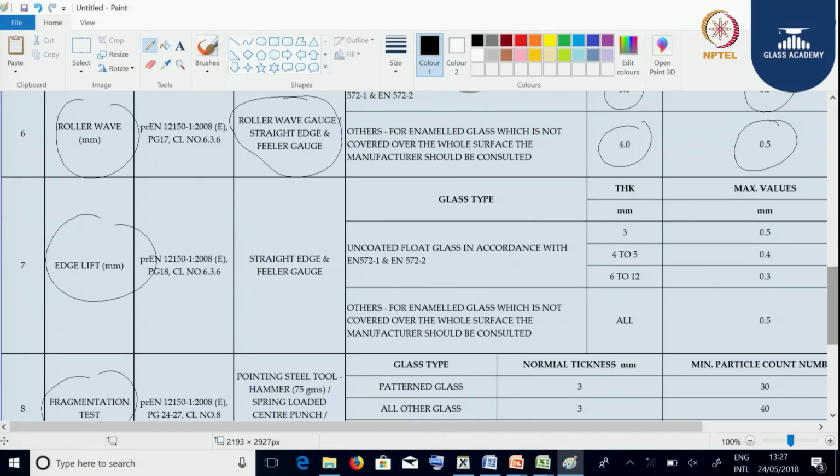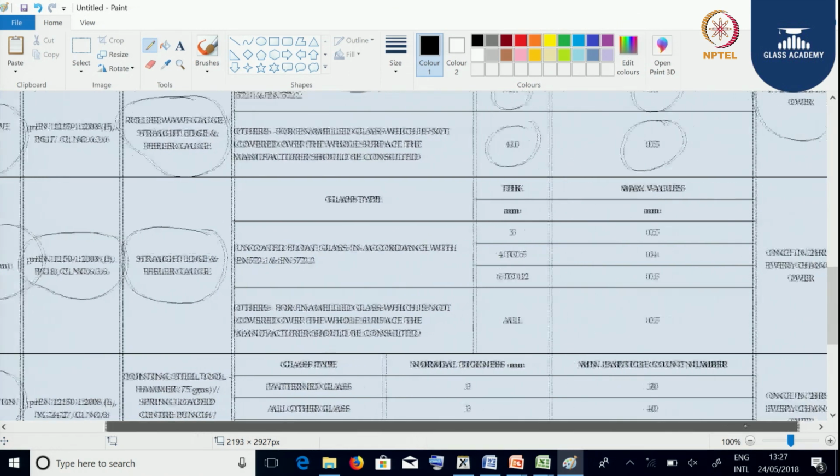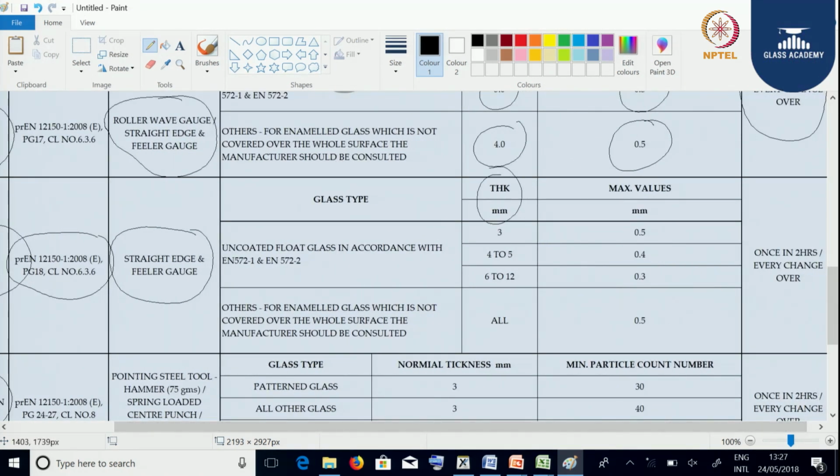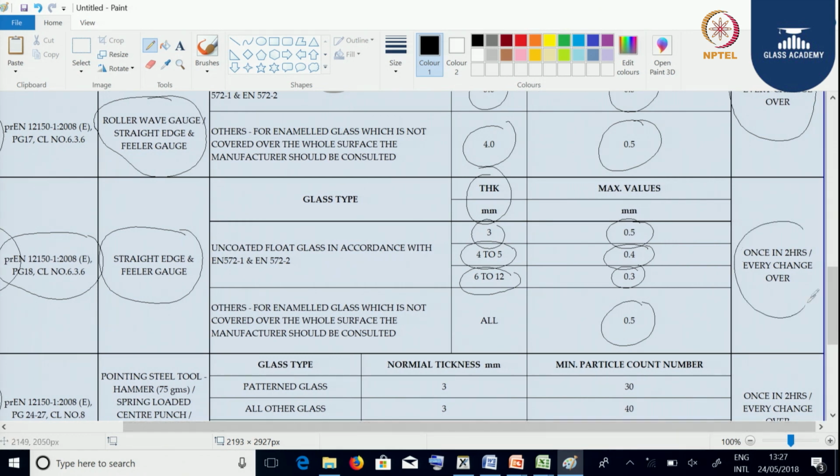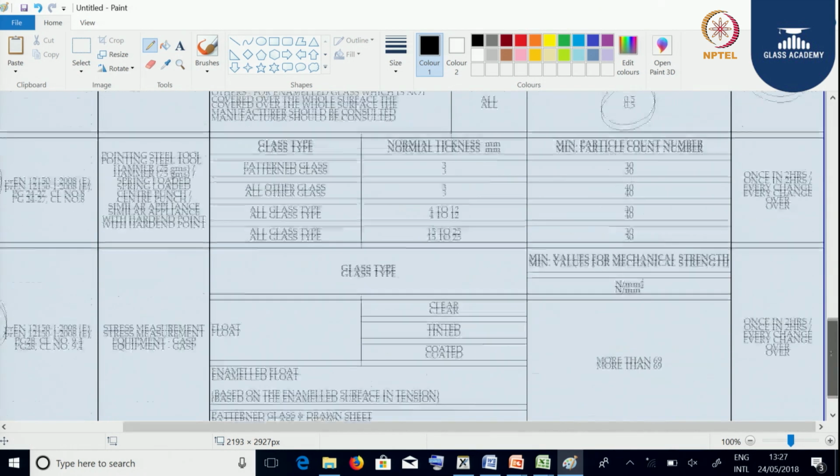Now let us take edge lift. The standard that we follow is EN 12150, and the tools that we use are a straight edge and a feeler gauge, and the edge lift is dependent on the thickness of the glass. So for 3 mm glass, the edge lift maximum value is 0.5 mm. For 4 to 5 mm, the maximum value is 0.4 mm, and for 6 to 12 mm thickness, the maximum value is 0.3 mm, and for enamel glass, the maximum edge lift allowed is 0.5 mm, and the frequency of testing will be every 2 hours or whenever there is a changeover.